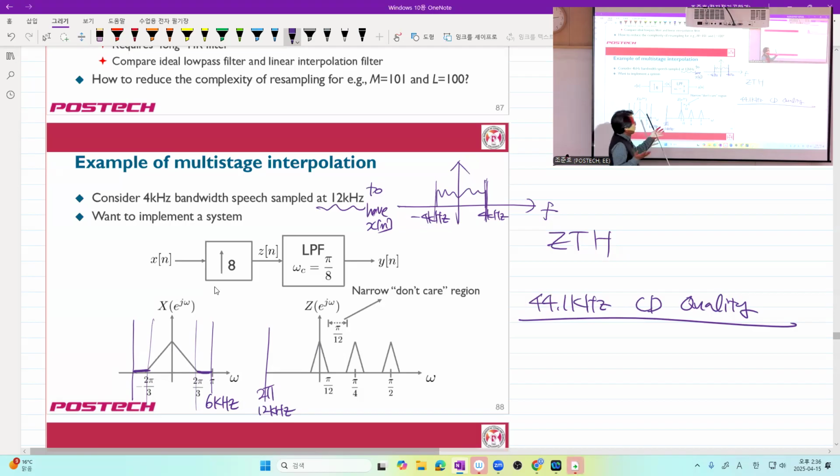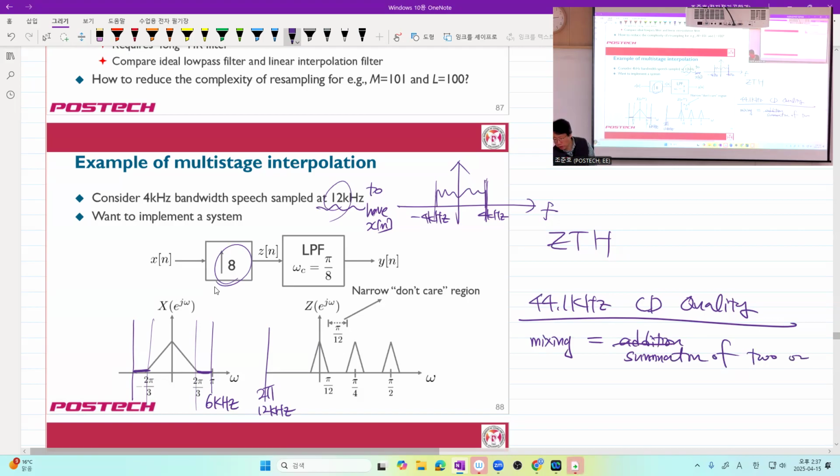And you need to do some, for example, some upsampling. Of course, in this case, this is not exactly 44.1, and sometimes that's happening. Got it? By the way, in audio signal processing or for musicians, mixing means addition, actually, of two signals, summation of two or more signals.